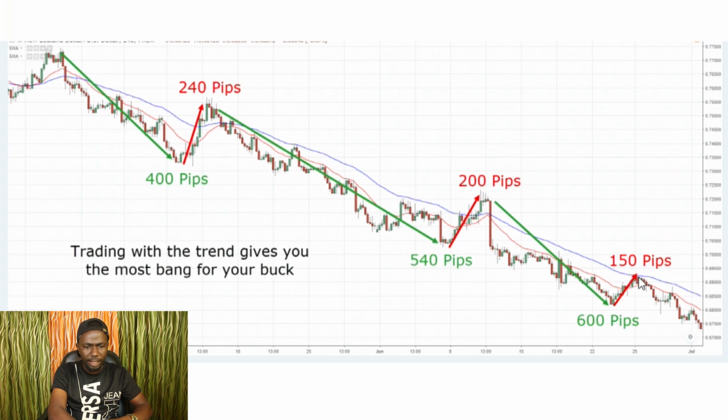So this is where price respected the moving average. So at this point you need a trend line to confirm that the price is still respecting the market structure. So you can clearly see that the market is clearly in a downtrend.